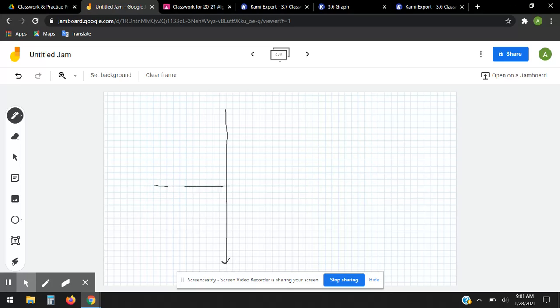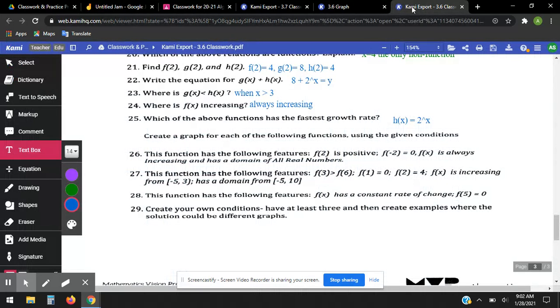And again, we're just going to assume everything's a 1 right now. I'll put in labels as I need to. So 27, this function has the following features. F of 3 is greater than f of 6. F of 1 equals 0. F of 2 equals 4. F of x is increasing from negative 5 to 3 and has a domain from negative 5 to 10.